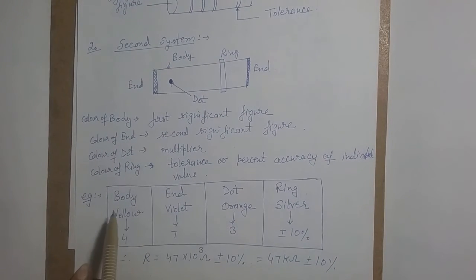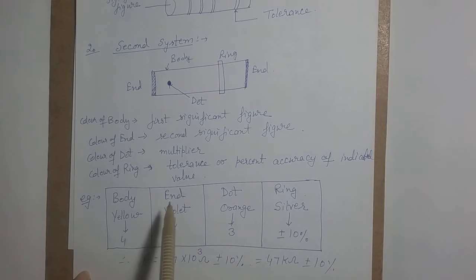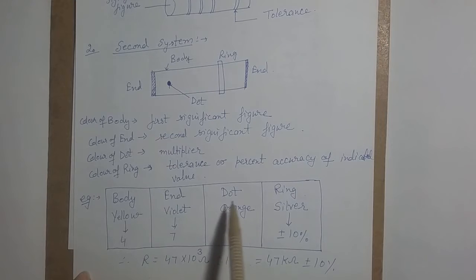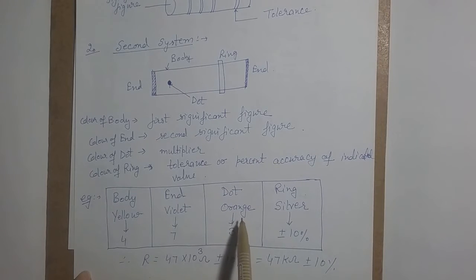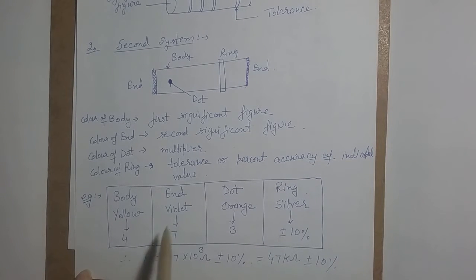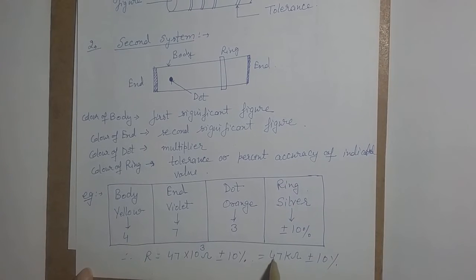Now let us consider an example. The body of the resistor is yellow, the end is violet, the dot is orange, and the ring is silver. As we know, yellow is assigned the number 4, violet 7, orange 3, and silver has a tolerance of plus minus 10%.